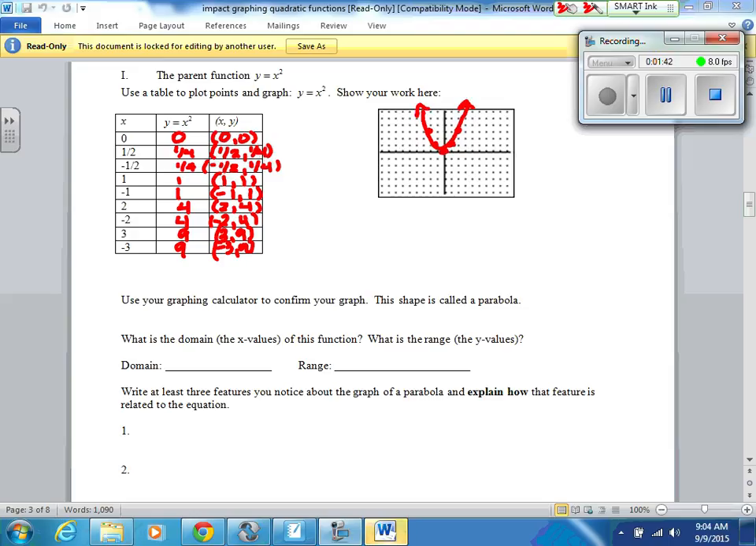And what is this shape called? It is a parabola. Yes, that is a parabola. What is the domain? What are the x values in this function? Now, it doesn't mean what's listed here. It means what can I put in for x? Anything. Yeah. What can I not put in? Nothing. So my domain is all real numbers.